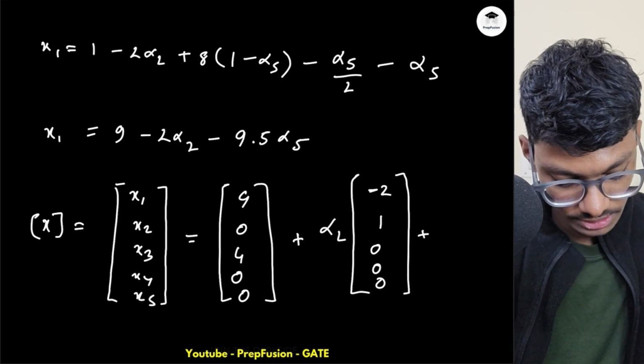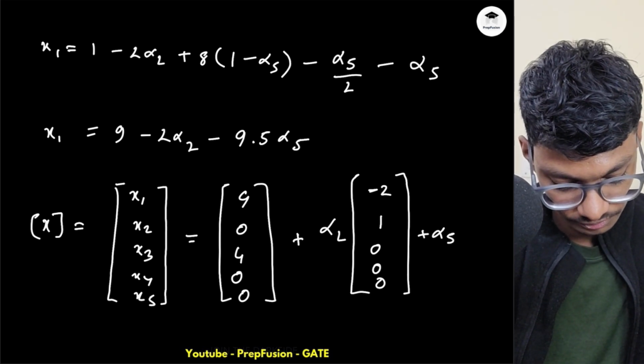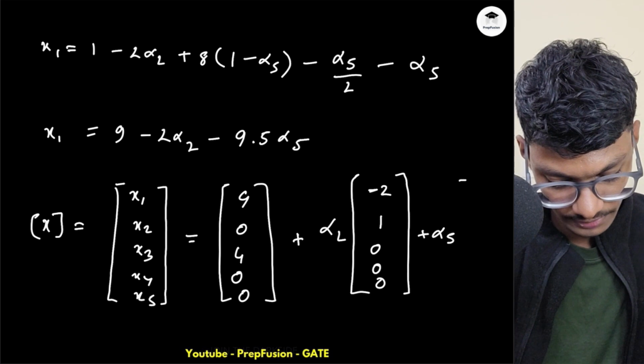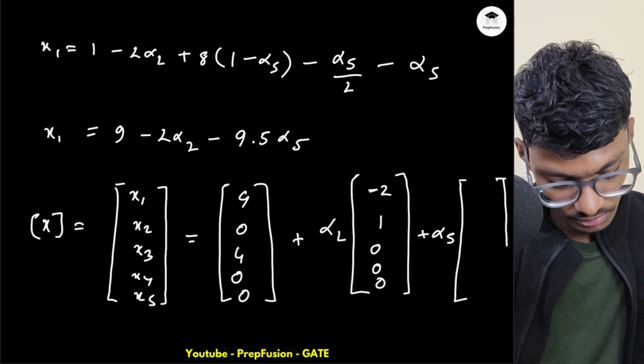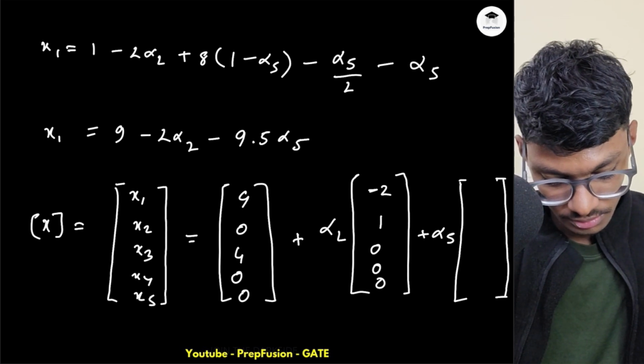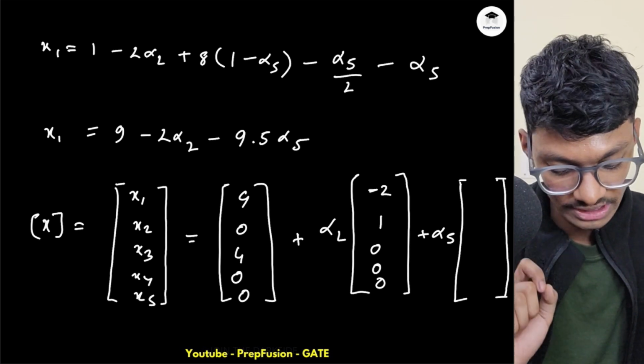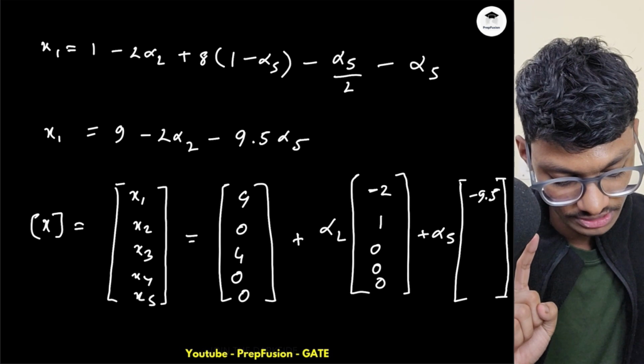Now let's write the alpha 5 terms. So if I write the alpha 5 terms, basically alpha 5, does x1 have alpha 5? Yes, it has 9.5, the coefficient is 9.5.